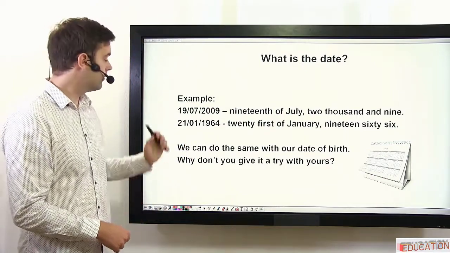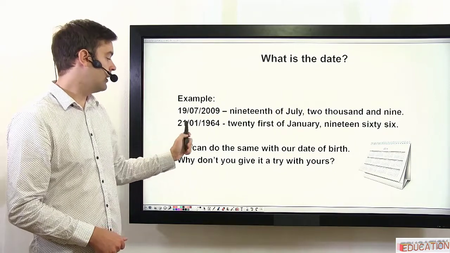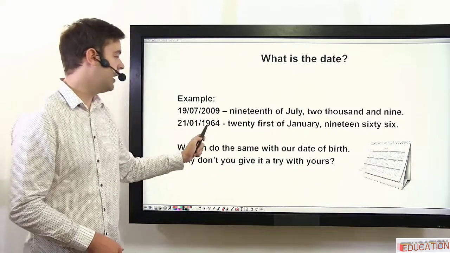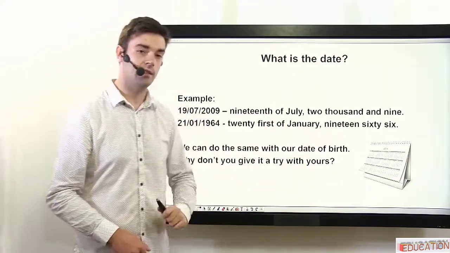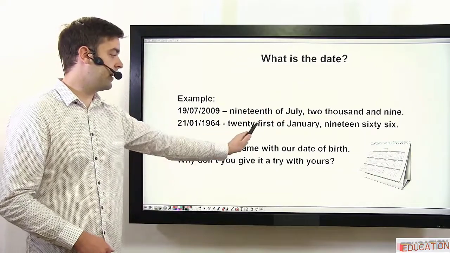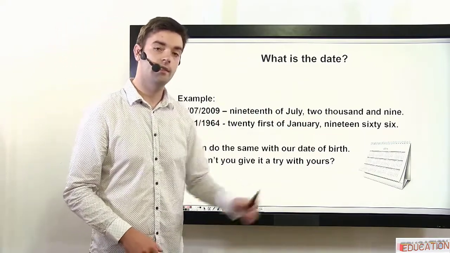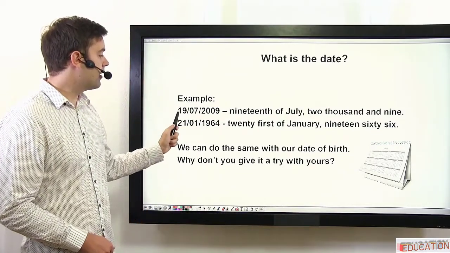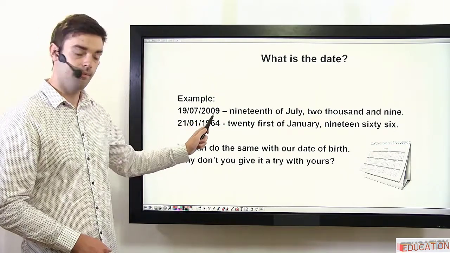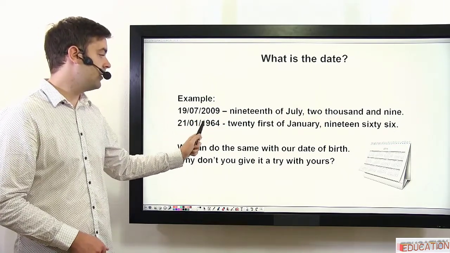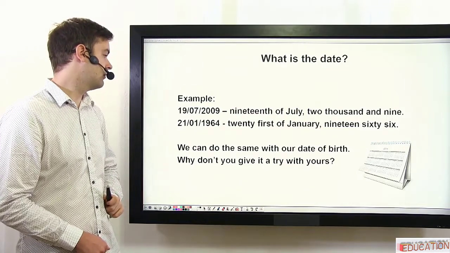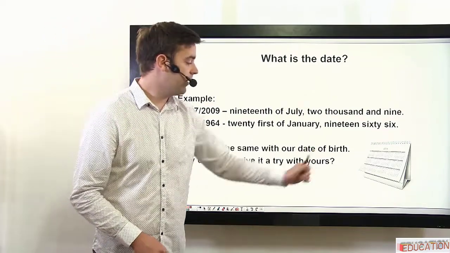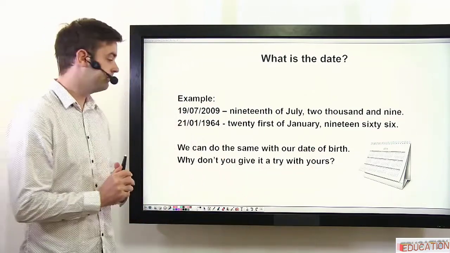Let's try and put that into a date. So, we change this to 21st, number 1 is January, and the year is 1966. So we get 21st of January, 1966. We've got the 19th of July, 2009, 21st of January, 1966. We can do the same with our date of birth. So why don't you give it a try with yours?